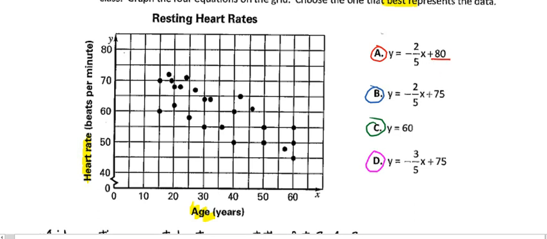Y-intercept of 80, so that means for this line A, you'd go up to 80. And the slope is negative 2/5. Now you got to be careful. Look at the axes, how they count. They're not counting by ones.